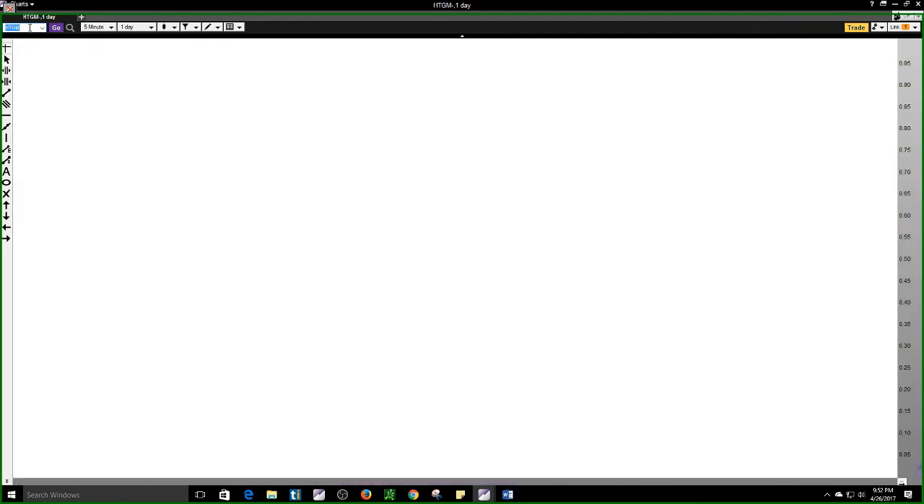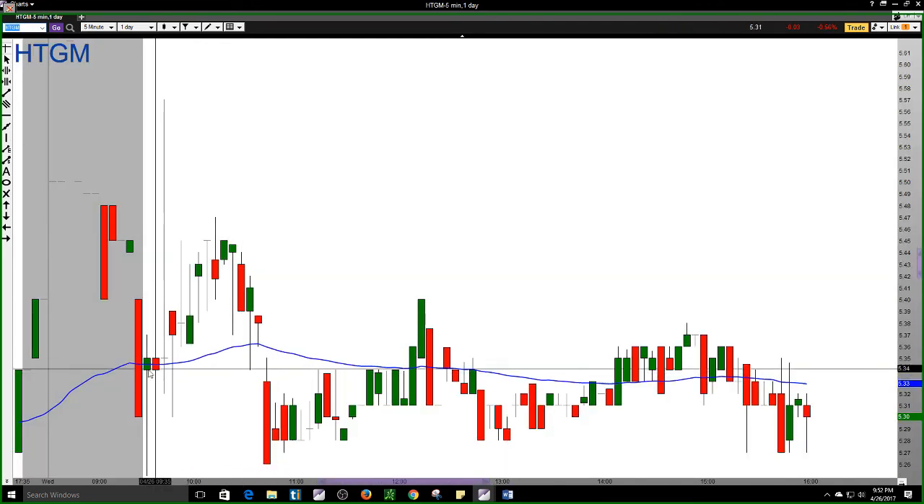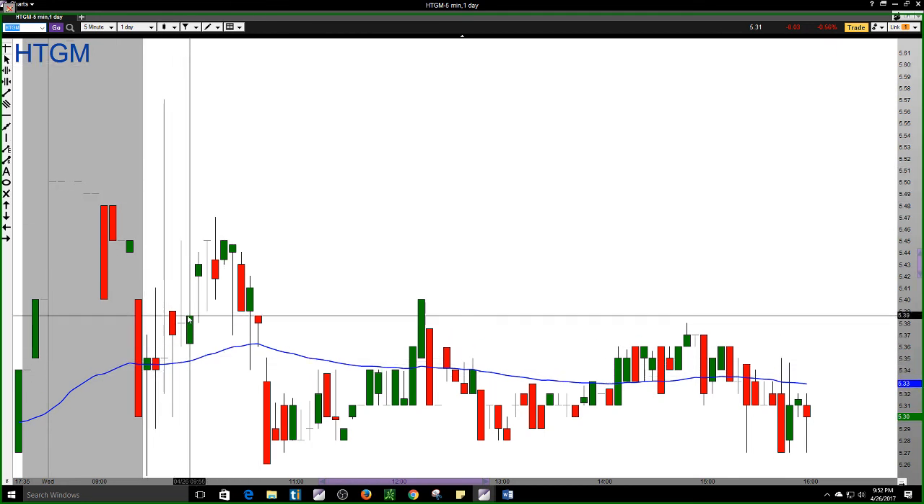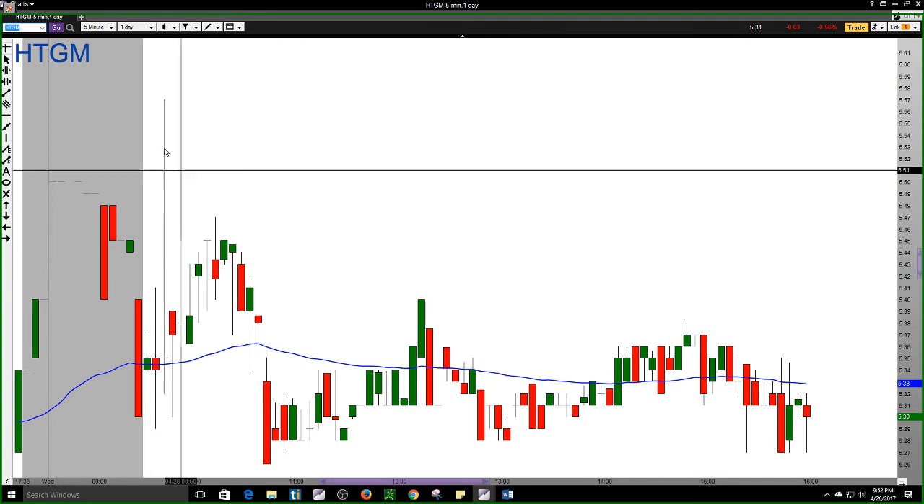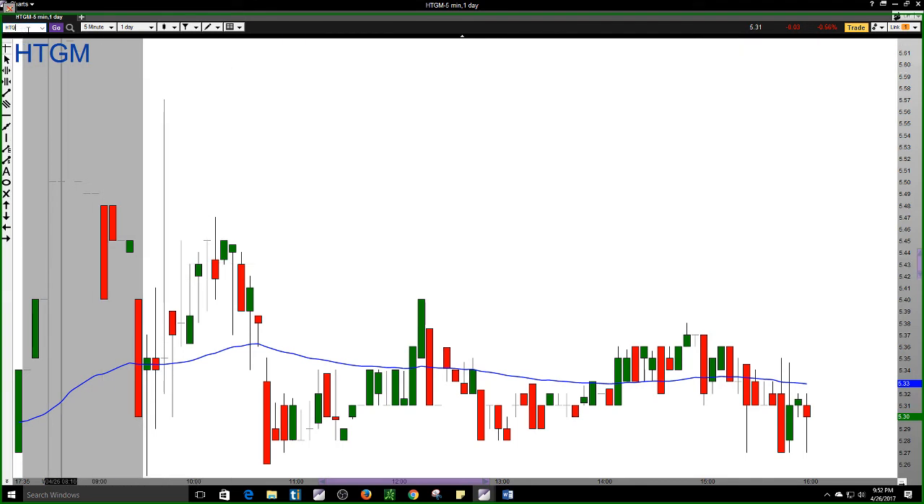I took HTGM this morning. I tried to play it for a bigger aggressive move right out of the gate. The chart had an aggressive spike. It pulled back, and I bought it at 45. I'm still holding it at 545.